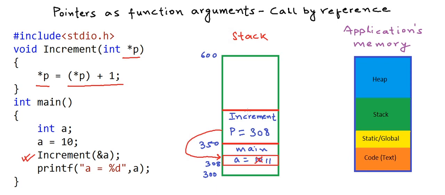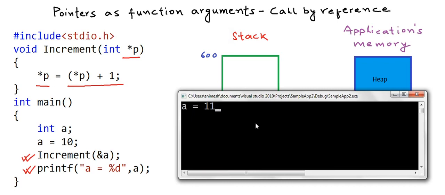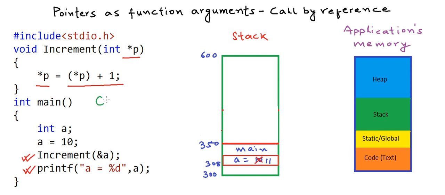So now when increment finishes and we come back to the main method and the next line gets executed, which is the print statement, then A is now 11. If you run this program, then what gets printed is A equal 11. Such a function call, in which instead of passing the value of a variable, we pass the address of the variable so that we have a reference to the variable and we can dereference it and perform some operations, is called call by reference. So if we use pointers as function arguments, then we are using call by reference.